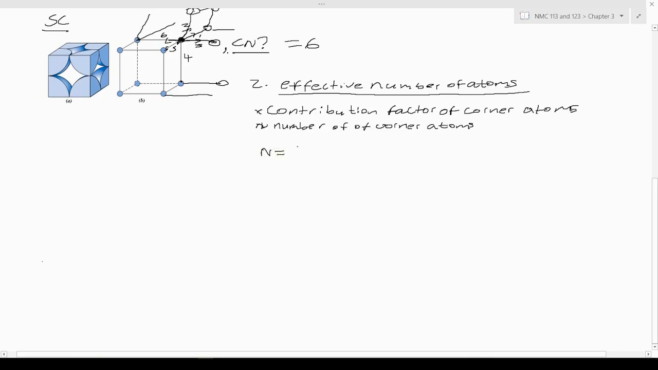So for the effective number of atoms, each corner atom has a contribution factor of an 8th, right? And then you have 8 corner atoms, and that means that the total number of atoms within this unit cell is 1 atom per unit cell.